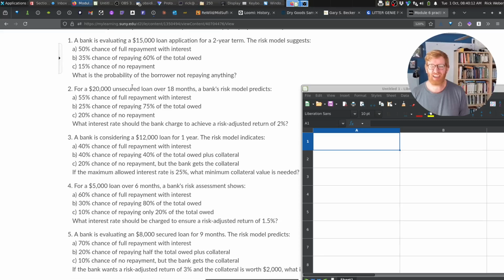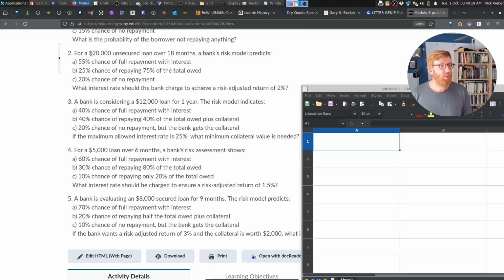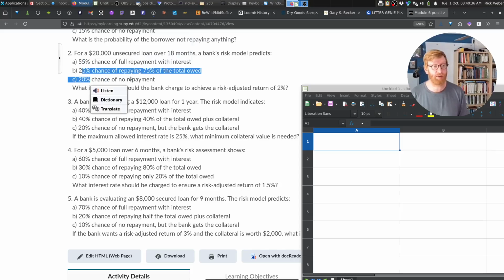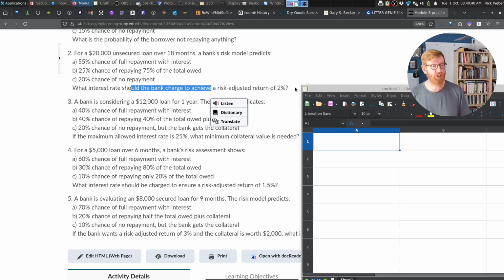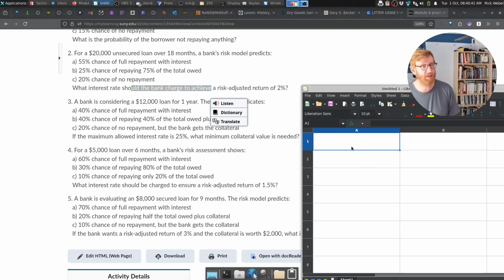So this was, I think, Claude gave me these questions. First one, it's a warm-up. All right, $20,000 unsecured loan. That means there's no collateral, over 18 months. And we've got a risk model predicting full repayment with interest, partial repayment, no repayment. And again, 55 plus 45 is 100%. What interest rate should the bank charge to achieve a risk-adjusted return of 2%?